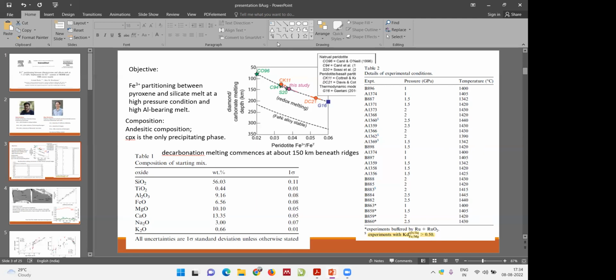According to this particular study, this constraint on the Fe3+ partitioning coefficient can help in understanding the redox condition of the upper mantle. If we have an idea of the peridotite Fe3+/Fe total ratio, that would help in understanding the diamond carbonate melting depth as well. These are the already predefined curves. According to this study, the decarbonation melting commences at about 150 kilometers beneath the regions. So if this ratio is constrained properly, the nature of melting or partial melting can also be constrained in a better way.